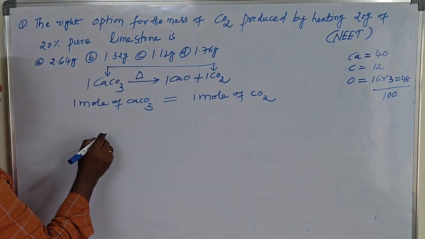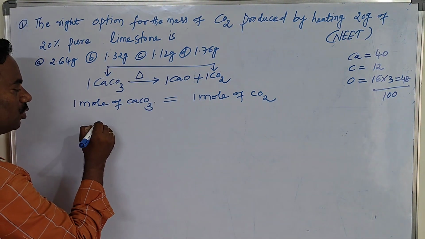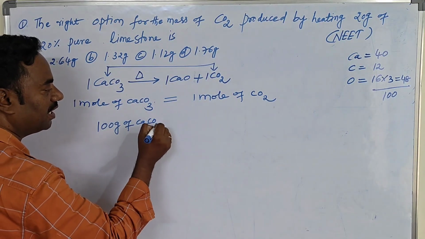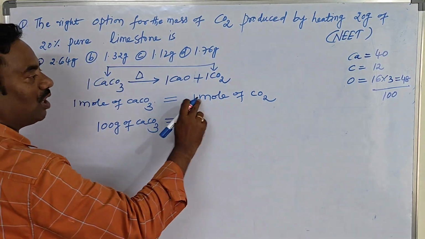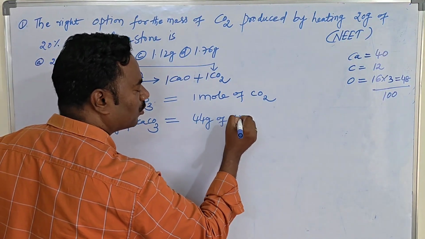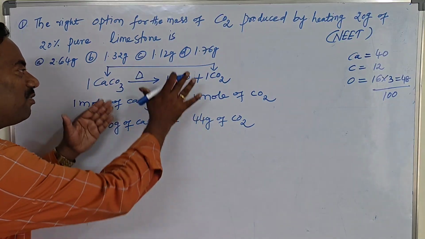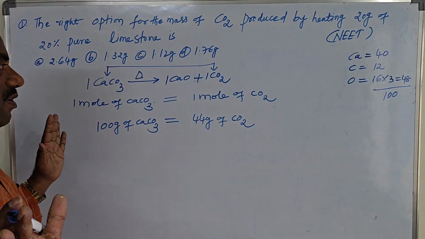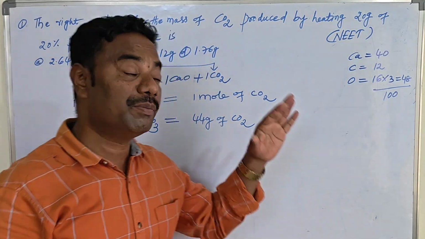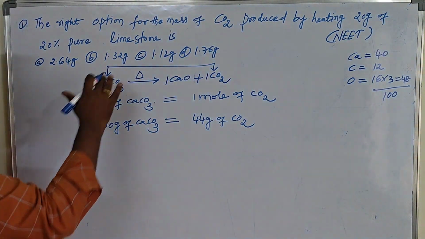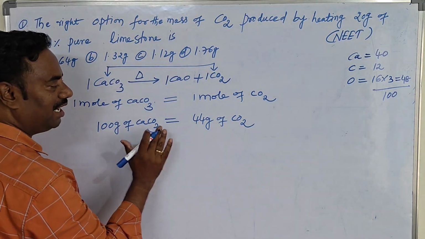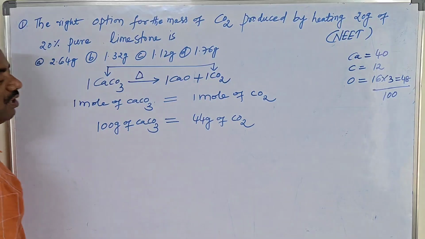1 mole of CaCO3 equals 100 grams of CaCO3. It equals 1 mole of CO2, which means 44 grams of CO2. This is the data from the equation only. Till now I did not touch the data of the problem. From the basic equation, I know that 100 grams of calcium carbonate, when we heat, can produce 44 grams of CO2.